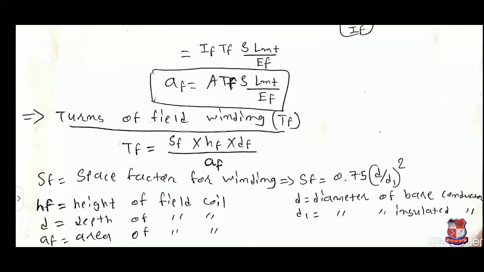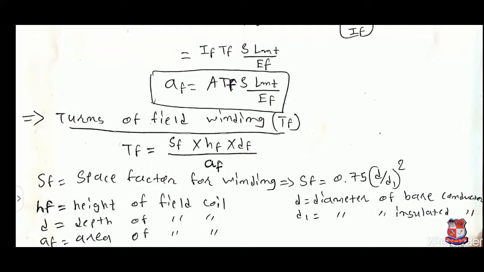Now the number of turns depends upon lots of parameters. First one is the space factor, HF the height of the field coil, DF the depth of the field coil, and AF is the area of the field coil. So here, I need to correct this, it is HF and again it is DF and last it is AF. And the space factor also needs to be considered.